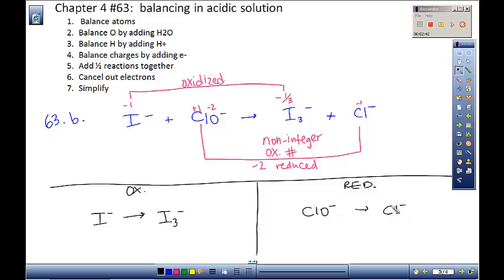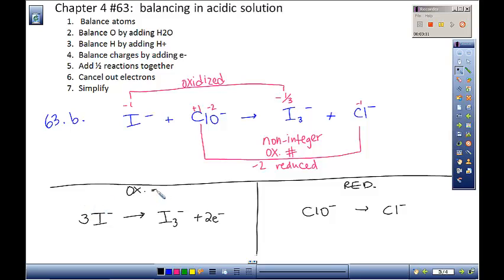Alright, so the steps, if you look up at the top, we want to follow these steps for each side. So the first thing is to balance the atoms. Here we have 3 in 1, so I'll add a 3 out in front, and so that's done. We don't need to worry about balancing oxygen or hydrogen because there isn't any. We do need to balance charges, however. So here we have -3 on this side, -1 on this side. We're going to add 2 electrons to make it -3 on both sides.